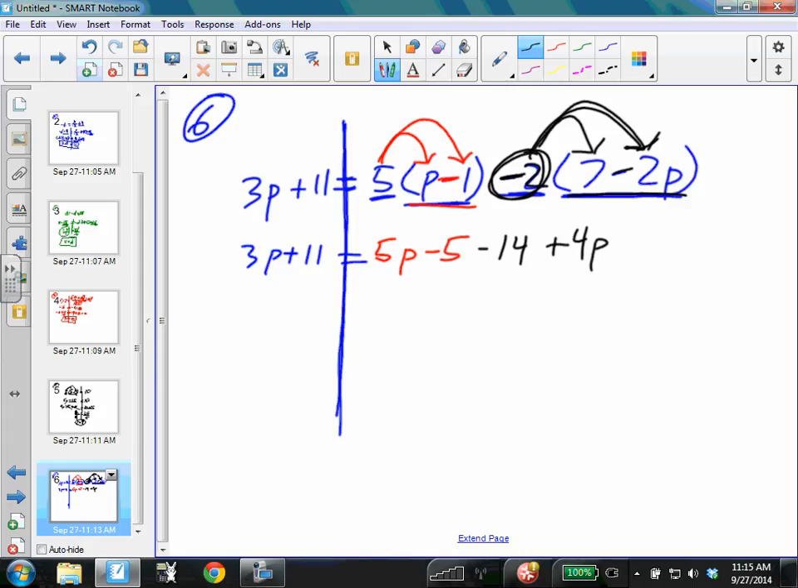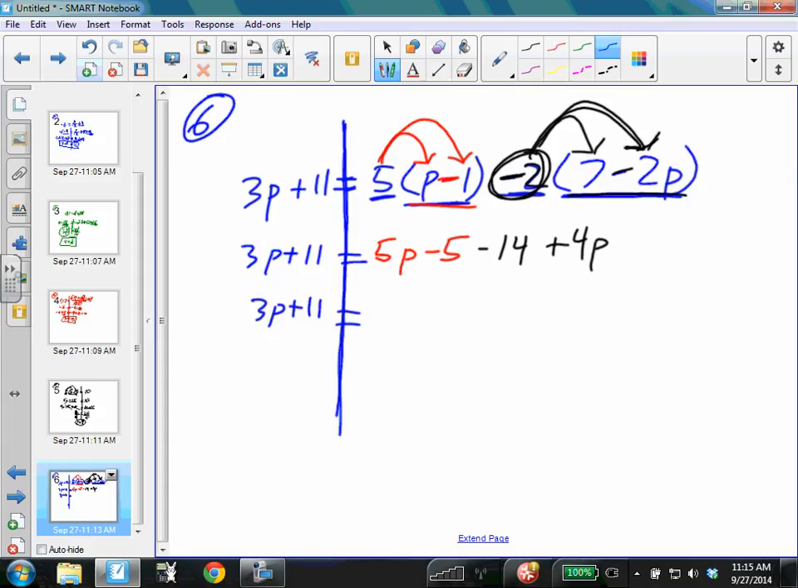And so now that I've done my distribution, I need to come over to the right side of this equation and just see if I can clean things up. So once again, the left side, I don't need to do anything to it yet. It's still nice and neat over there. But on this right side, I want to see if I can combine like terms.